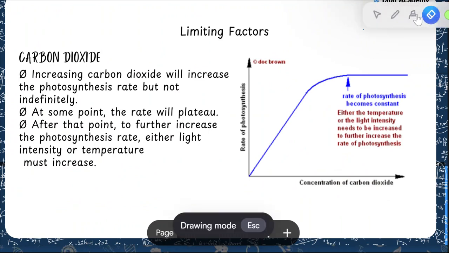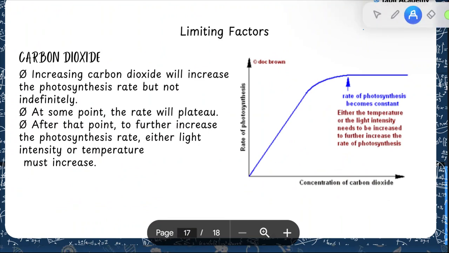And then finally, we have carbon dioxide, जहाँ पे increasing carbon dioxide will increase the photosynthesis rate, but not indefinitely. At some point, similarly to हमारा light वाला graph, the rate is going to plateau, ठीक है ना? Because आपका जो rate of photosynthesis constant इसलिए होता है because either the temperature or the light intensity needs to be increased for further increase in the rate of photosynthesis because all the enzyme active sites that are utilizing carbon dioxide are filled up, right? So you need to change another factor to increase the rate of photosynthesis.